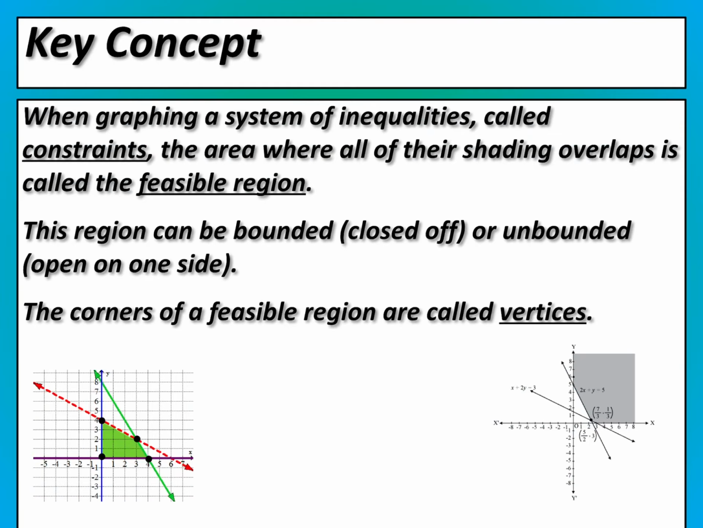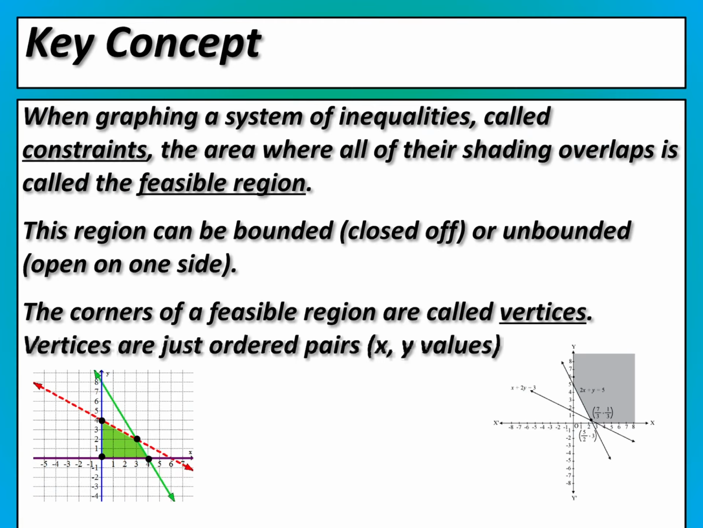The corners of the feasible region are called the vertices. On this green diagram, you see all of those black points. Those are called the vertices, which are just ordered pairs. They're x, y values, and this is going to help us determine something called the minimum and the maximum values from the constraints.